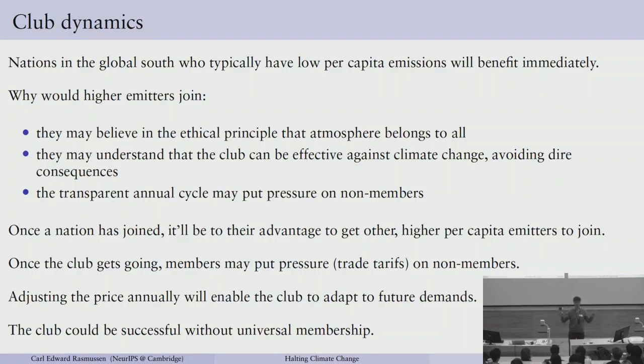At the moment, there isn't a scheme, but if there was a scheme, I think that would be a very strong pressure. But, of course, there are some countries who derive almost all their income from selling fossil fuels, and it would be very difficult to bring them on board. But this scheme doesn't require that all countries join. It requires that a large fraction of countries join.